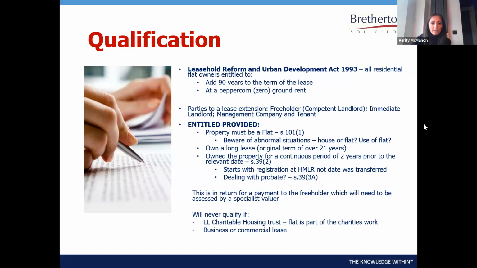You'll never qualify for a statutory lease extension if the landlord is a charitable housing trust and the flat is part of the charity's work. So any housing trusts or associations, they can qualify, but just make sure that the flat isn't let out on a charitable basis or a shared ownership lease. Business and commercial leases, again, don't qualify for this process. It's residential only.